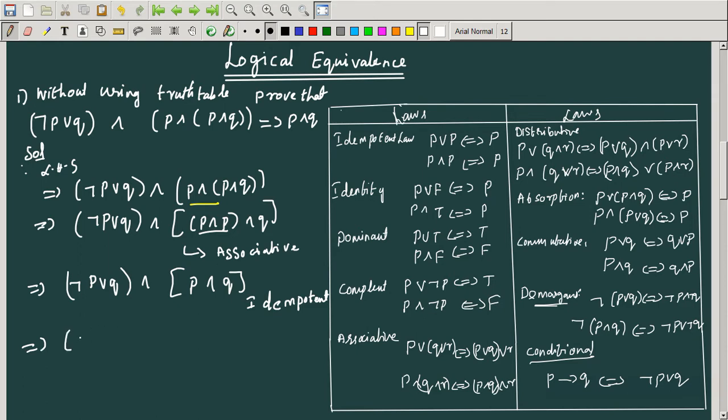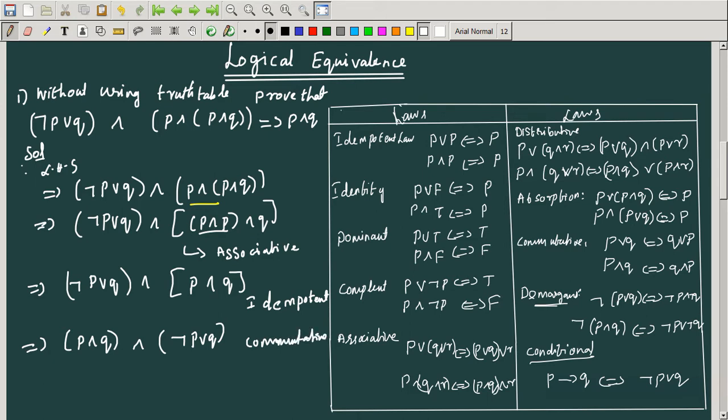Next, I'm going to use the commutative law. So P and Q, this one I'm writing first, and this one... what is the commutative law? A plus B is equal to B plus A. The same thing I'm using here. So which law am I applying here? The commutative law. Here I am applying the commutative law.